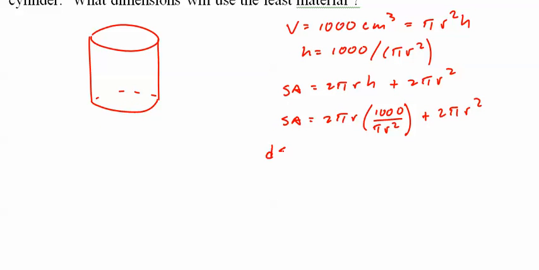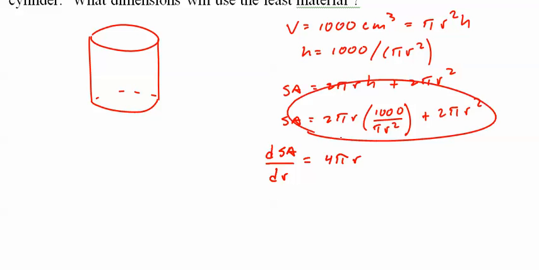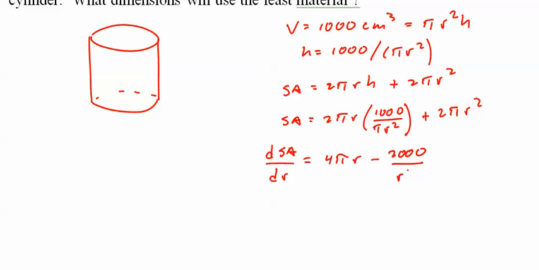Derivative of surface area with respect to r. And I'm going to do my best to cut to the chase because I'm going to be really low on time. Should get you to 4 pi r. Notice I didn't even finish simplifying that, which I should have. Minus 2,000 over r squared. Set it equal to 0. And you will find r equals about 5.419 centimeters.